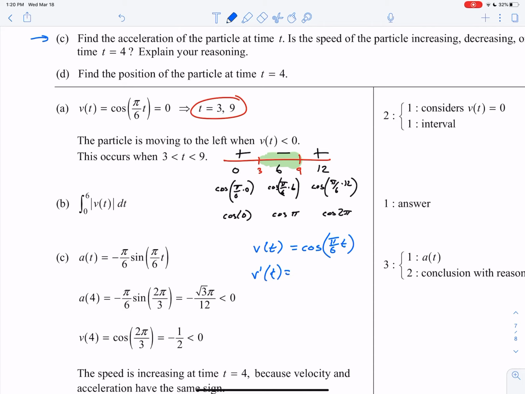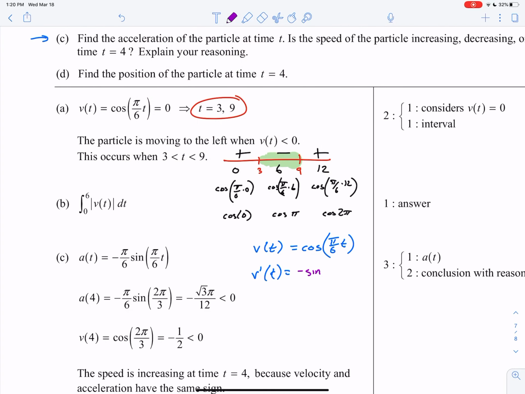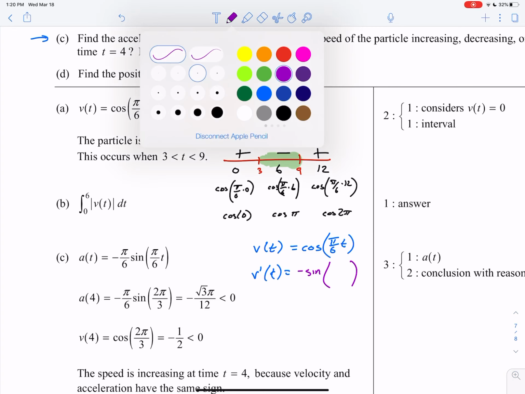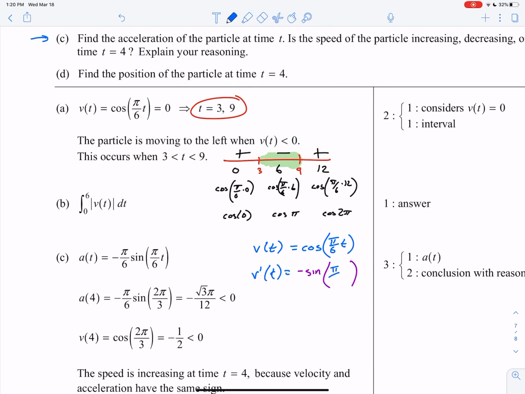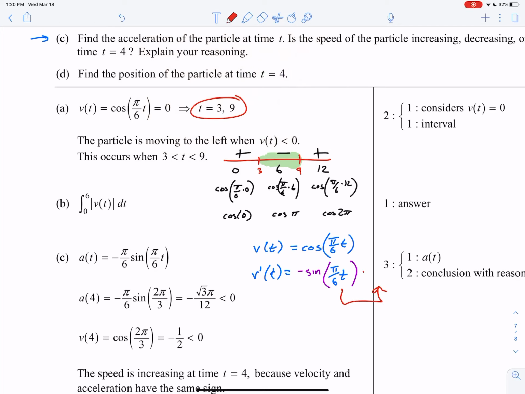This right here is going to involve a chain rule because there's a function, pi over 6 t, inside of the cosine function. So it's the derivative of the outside, of the same inside, times the derivative of the inside, which is pi over 6. Okay? That is your acceleration. You can leave it right there. The scoring guidelines scooted the pi over 6 in the front.